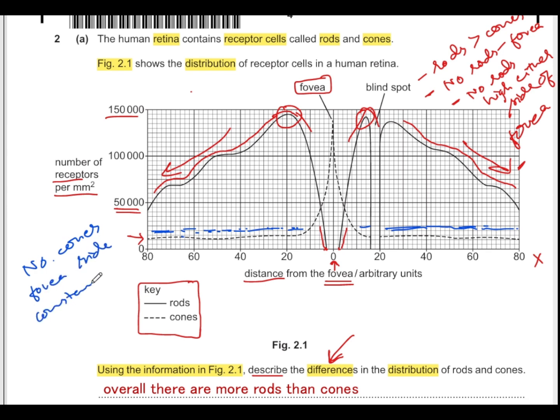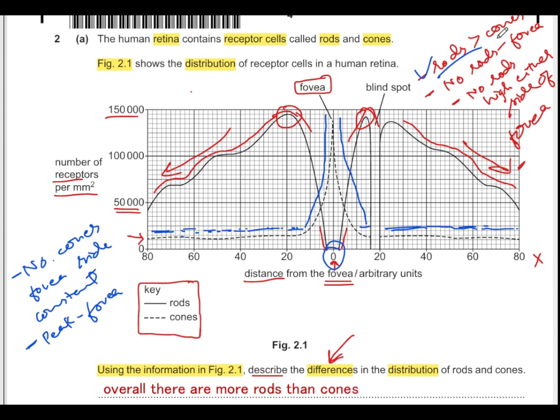Second, let's see at the fovea. The cones suddenly peak at the fovea. See here, at 0 arbitrary units. So we can write that maximum cones are present at the fovea, or the peak is at the fovea. And one most important thing that we covered already is that we have a lot more rods compared to cones.